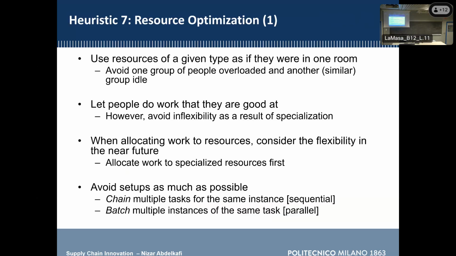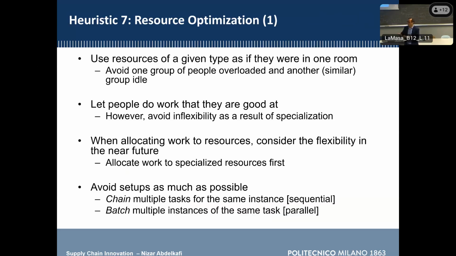When allocating work to resources, consider the flexibility in the near future. Allocate work to specialized resources first. You should keep the generalists. So you have the specialists and you have the generalists. The generalists in the company can do more than one type of task. They have more flexibility. When you have certain tasks, allocate the task to the specialist before. Keep the generalists at the end. They will give you more flexibility, right?